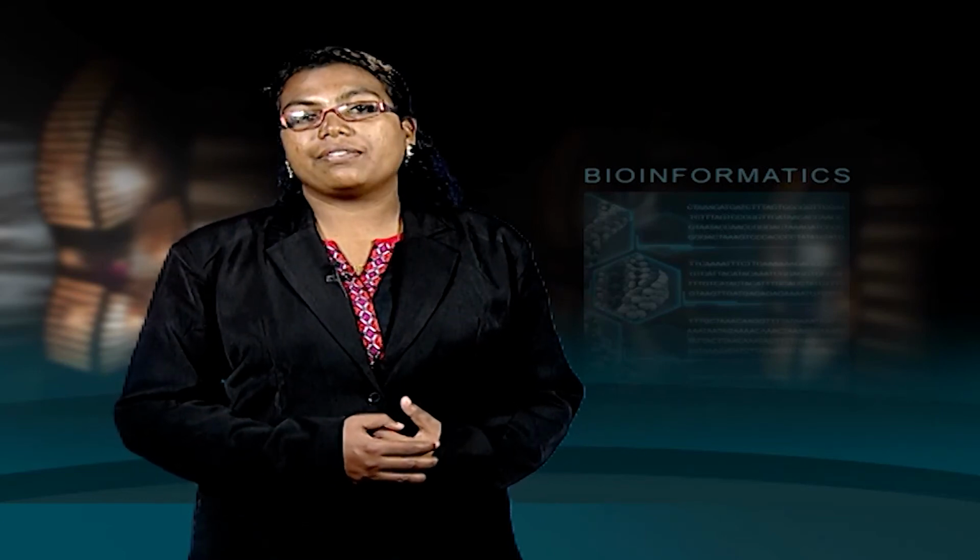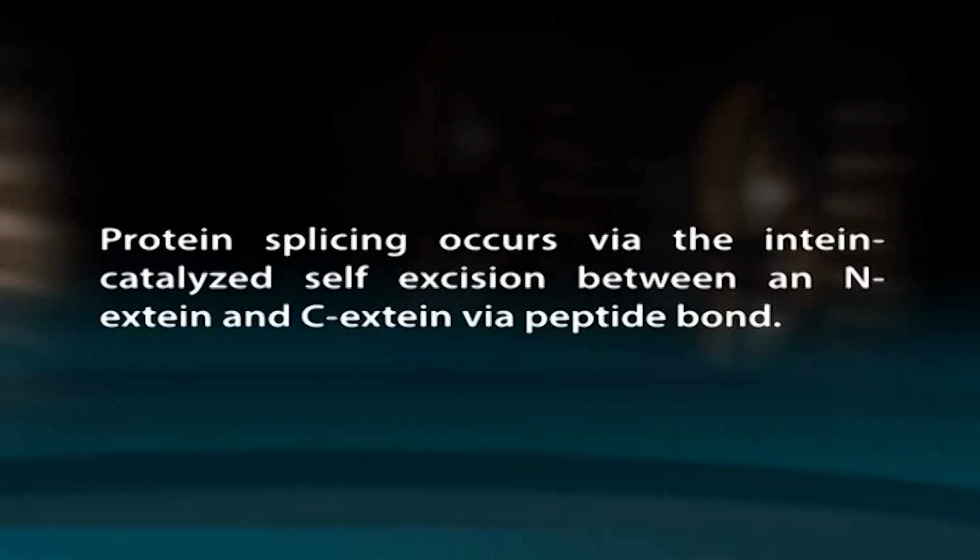Covalent modifications alter many types of side chains in a variety of ways that modulate the catalytic activities of enzymes, provide recognition markers, and stabilize protein structures. Protein splicing occurs via the intein catalyzed self-excision between an N-extein and C-extein via a peptide bond.